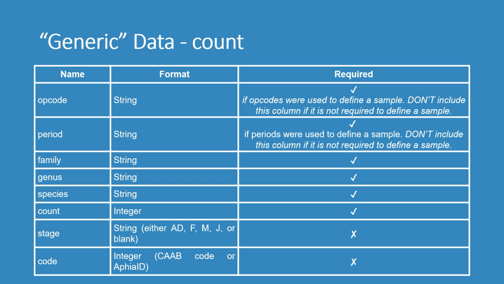The count file has opcode or period to define the sample, family, genus, species, the count, so that's the number of that family, genus, species that you saw in that sample, the stage, the development stage, so if it's adult, female, male, juvenile, or it can be blank, stage is not required, and code, so that's either a CAAB code or an API ID from WoRMS, and that column is not required either.